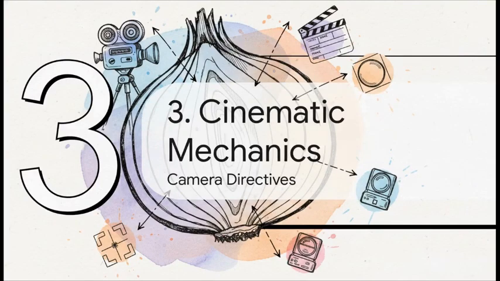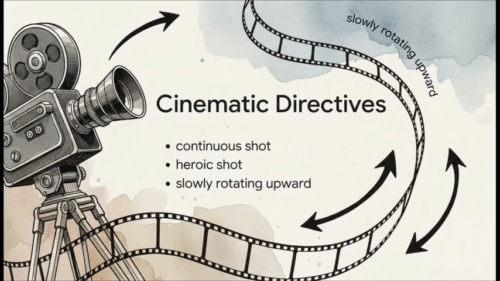Section 3. The cinematic mechanics. Camera directives. Okay, so how exactly is the camera supposed to capture all this atmosphere we just built? The text gives us 3 super strict rules. First up, it's a continuous shot. That means no cuts. Actually, scratch that. It means no letting you off the hook. You're forced to stay in this moment in real time, witnessing the struggle without interruption.